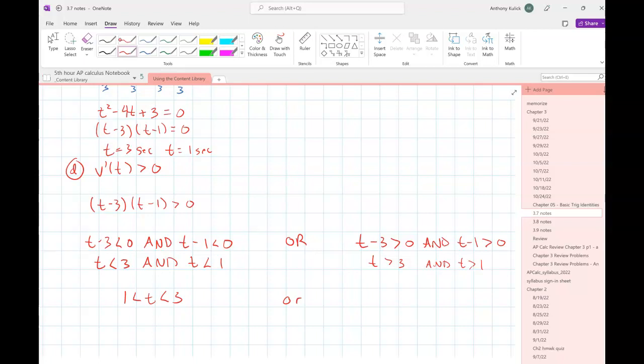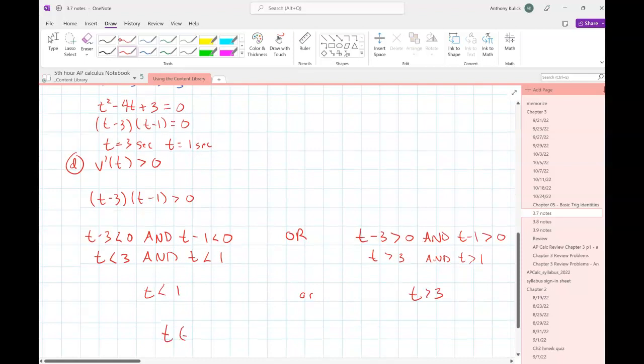So when t is greater than 3 and t is greater than 1, what is that really the same as? Oh my goodness, Mr. Kulik, that was wrong. Ignore that for a moment. All right. When t is greater than 3 and t is greater than 1, what's that really the same as? Just greater than 3, right? And this one says t is less than 1 and less than 3. What's really that the same as? Just less than 1, right? So this thing is moving positive then from negative infinity to 1 or from 3 to positive infinity.